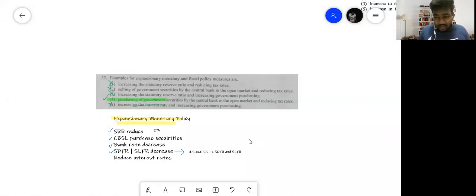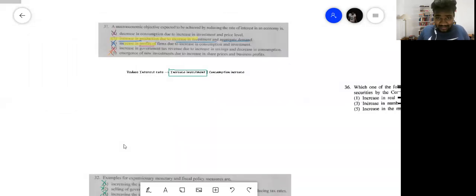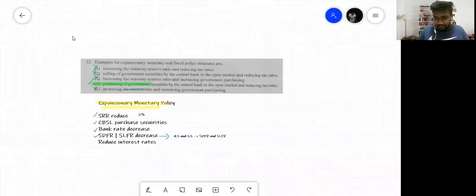Fiscal policy, guys, we'll talk about in unit number 8. Fiscal policy is unit 8, right? Because it's a combination of unit 7 and unit 8 question. That's why I put it there. Okay, that's it with that paper.